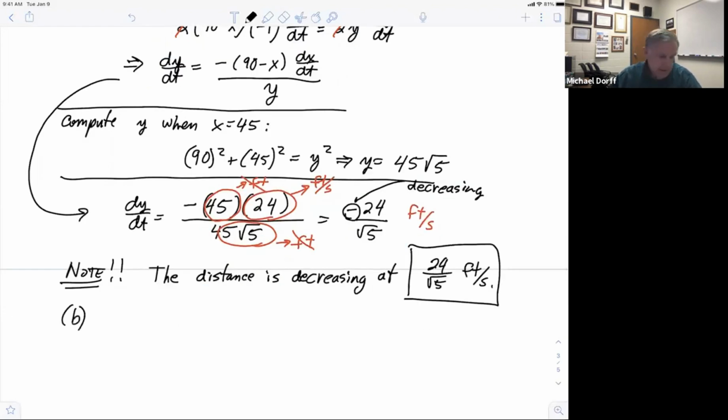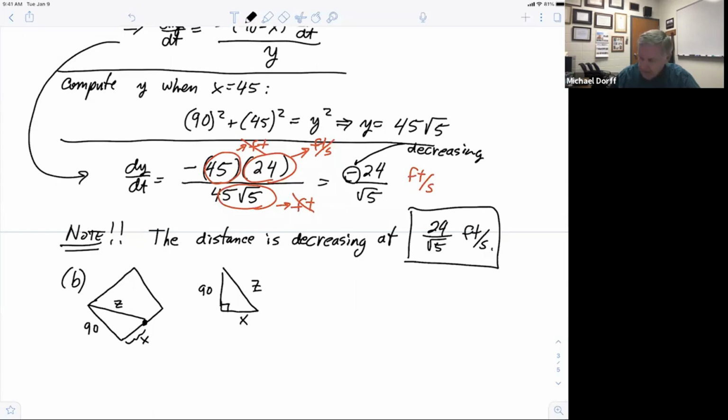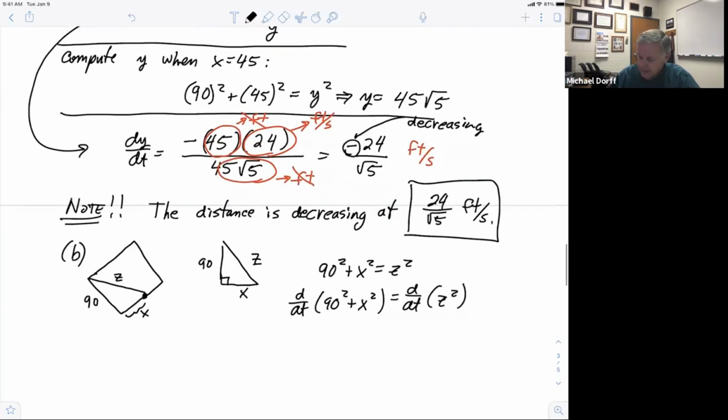For part B, the approach is actually exactly the same. We have our square here, the same point there. So let's just call this Z. This is 90, and this is X. And so I have my triangle, 90, X, and Z. It's a right triangle, so I'm going to use the Pythagorean theorem. And when I do that, I get that 90 squared plus X squared equals Z squared. I take d/dt of both sides. And in this case, I get 2x dx/dt equals 2z dz/dt.